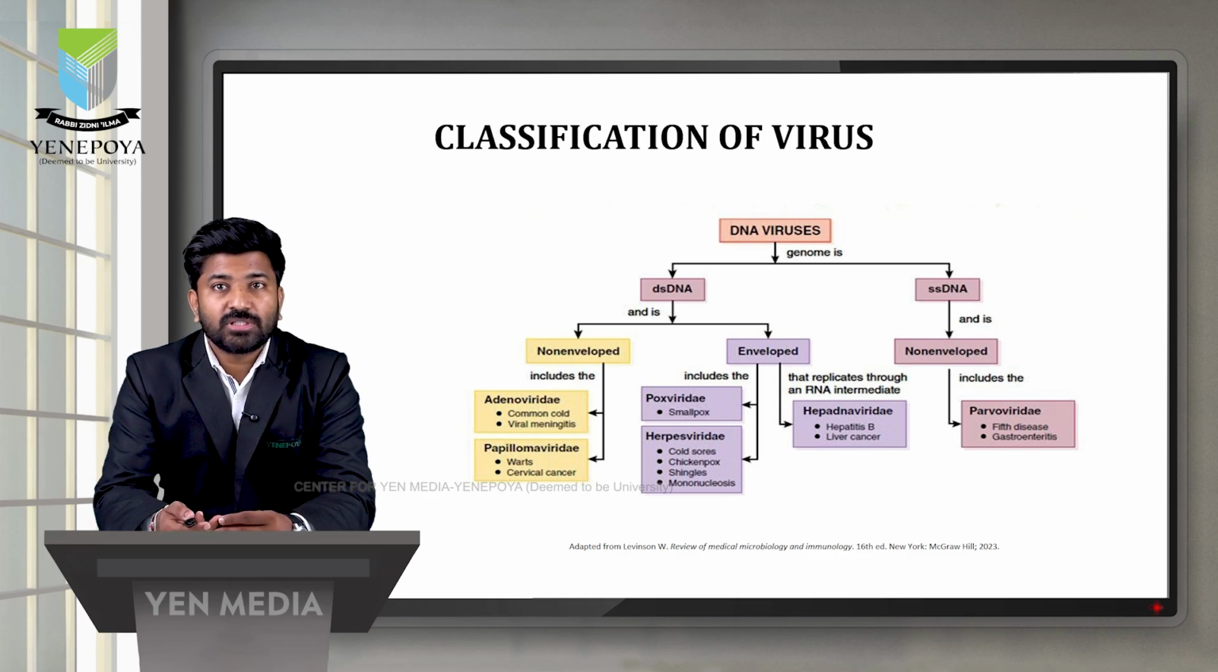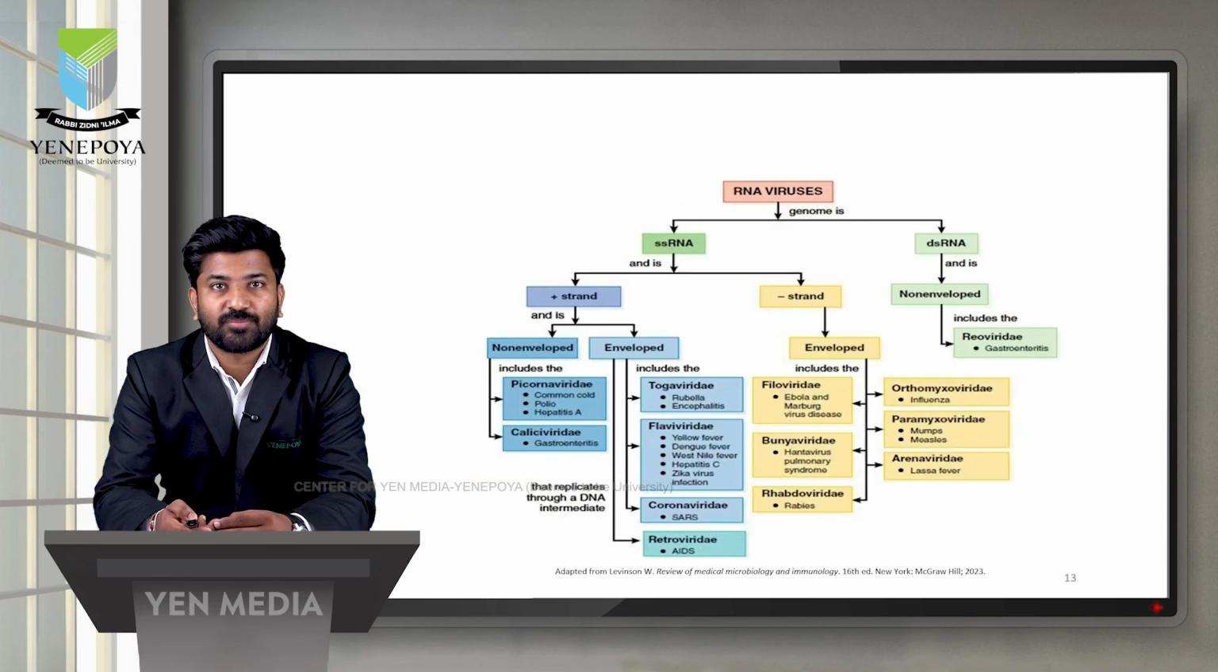On the right hand side, if you see the single stranded DNA structure, we have the non-enveloped virus. One such family of virus is the parvoviridae, which causes human infection.